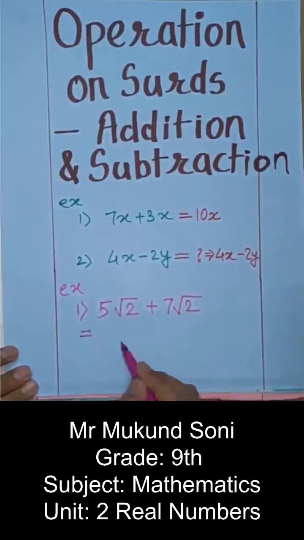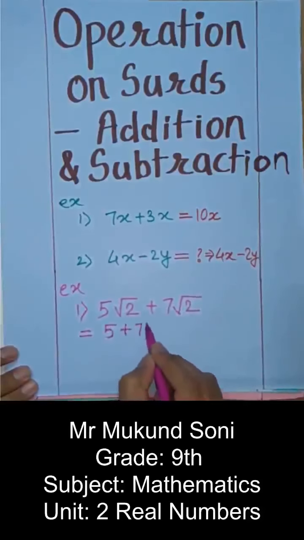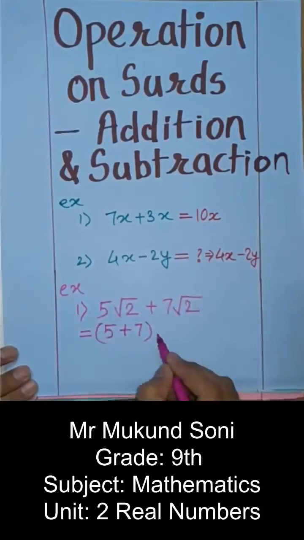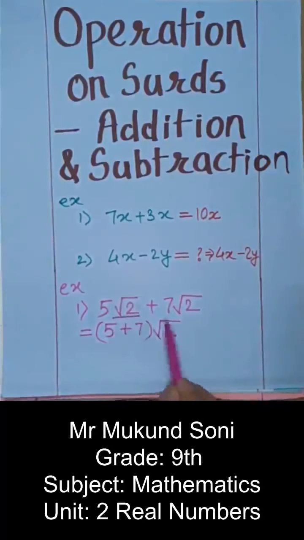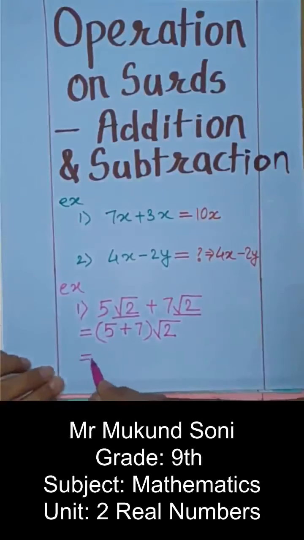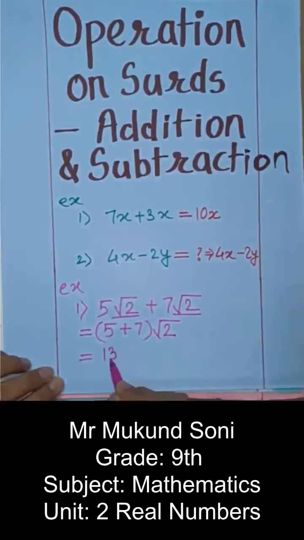Then in the next step, you will write the numbers other than the radicand along with the operation in a bracket, and you will take the radicand common, oh my mistake, the surd common entirely. So we only take those things common which are same, like in this case root 2, and then simply add 5 plus 7, and the answer is, is it 13?